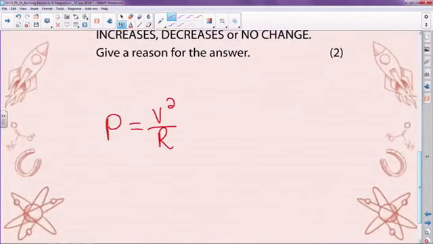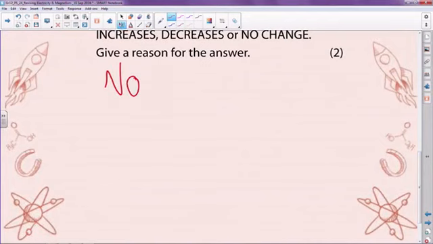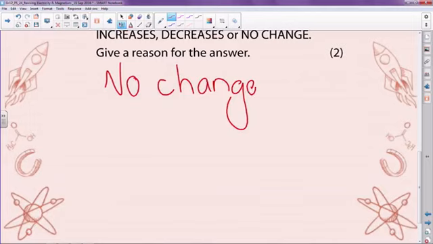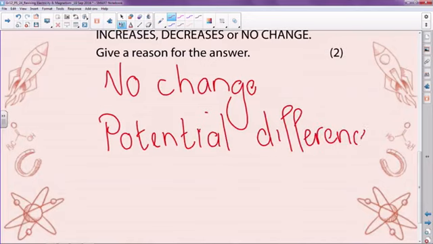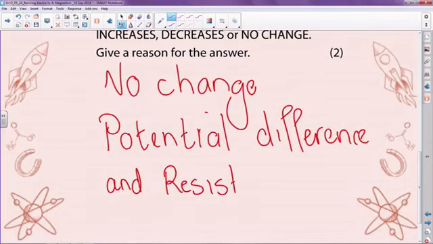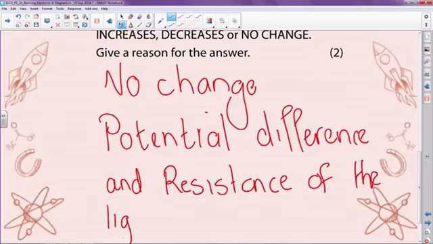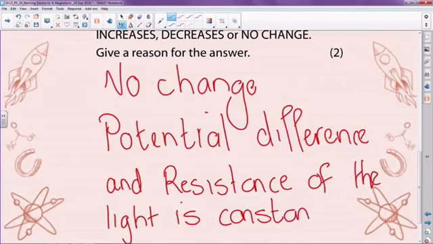So how do we write this down? Because that's important. So we've realized that there's no change. So we answer it with the way they said, no change. Okay, now what do we say? Potential difference and resistance of the light bulb is constant. Okay?